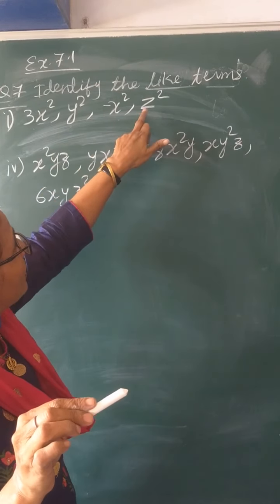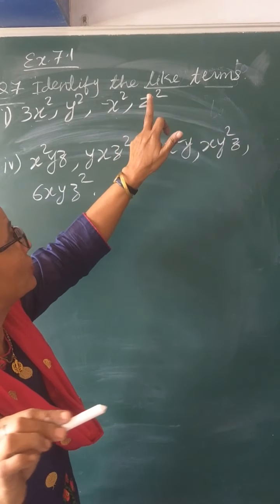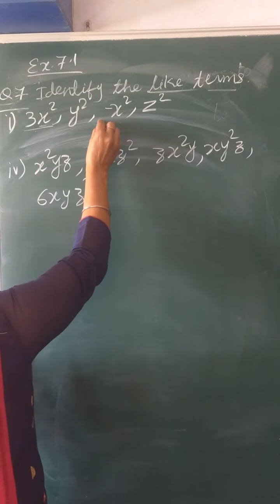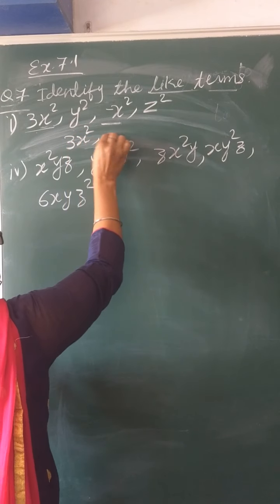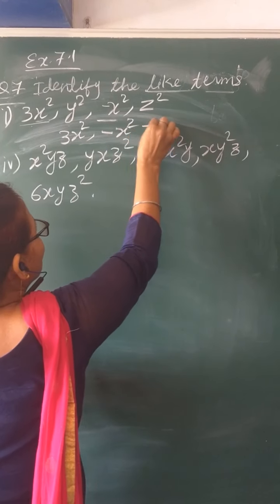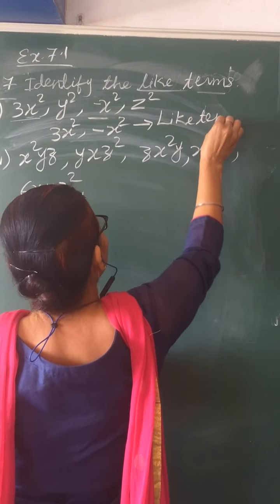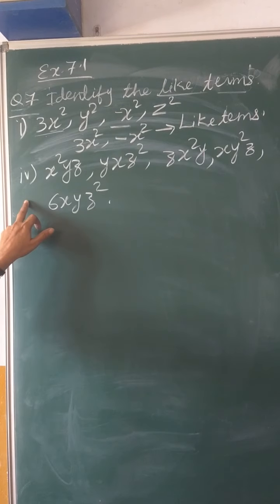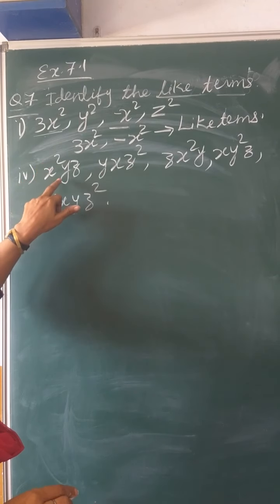Here it is z square, but there is no term where the variable is z square. Okay. So as you can see here, 3x square and minus x square, these are like terms. You have to identify from all these which are the like terms. Now let's see the fourth example of this. Here the power of x is 2 and then yz.